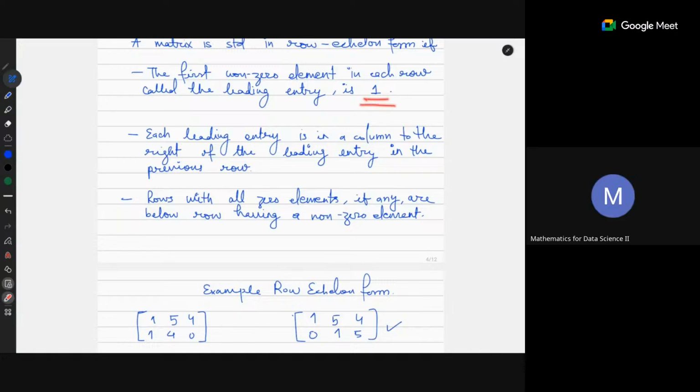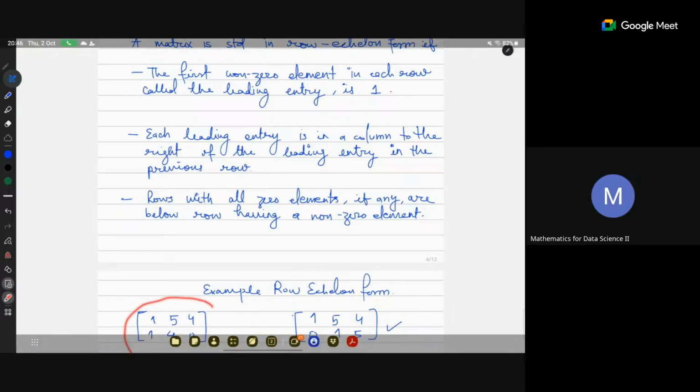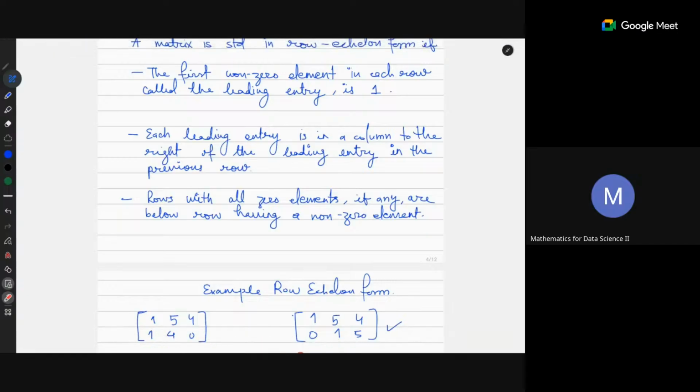Look at this. All right. Now, are you all convinced that this matrix satisfies the first condition? Are we clear on that? Okay. Good. Now look at the second condition. What does the second condition say? Each leading entry is in a column to the right of the leading entry in the previous row.